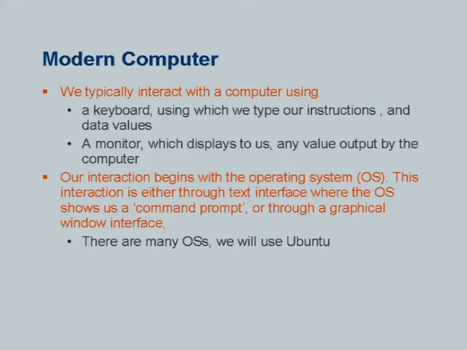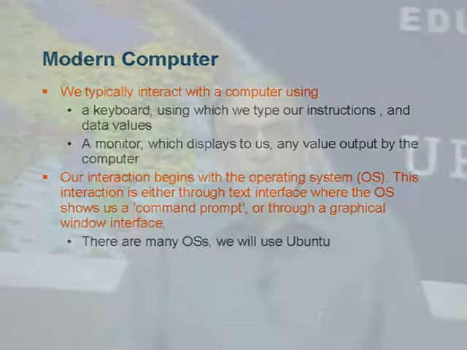It is useful to state here, for example, that a graphical window interface is provided by most operating systems. The one which we use is called Ubuntu. There are many operating systems. Ubuntu is a version of Linux, which is a version of Unix. These things can be stated without detailed explanation. What is important is to emphasize that there are many operating systems that are available with modern computers.